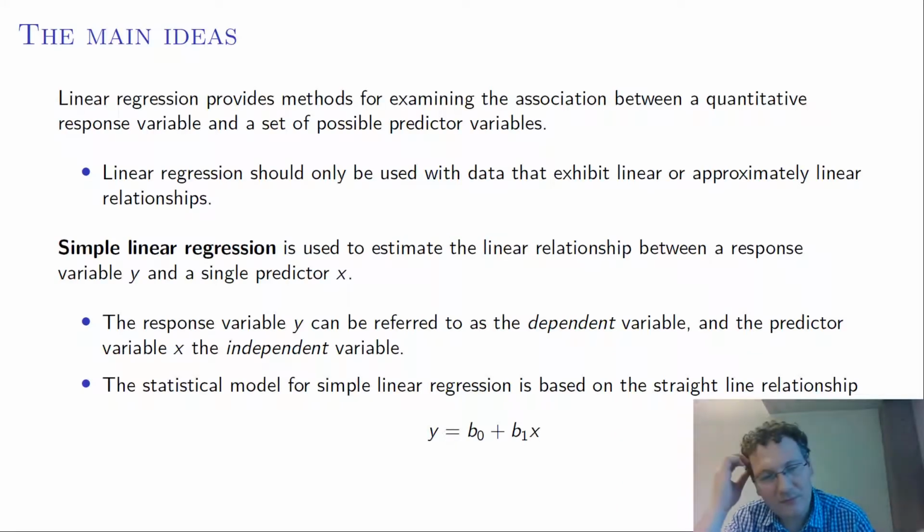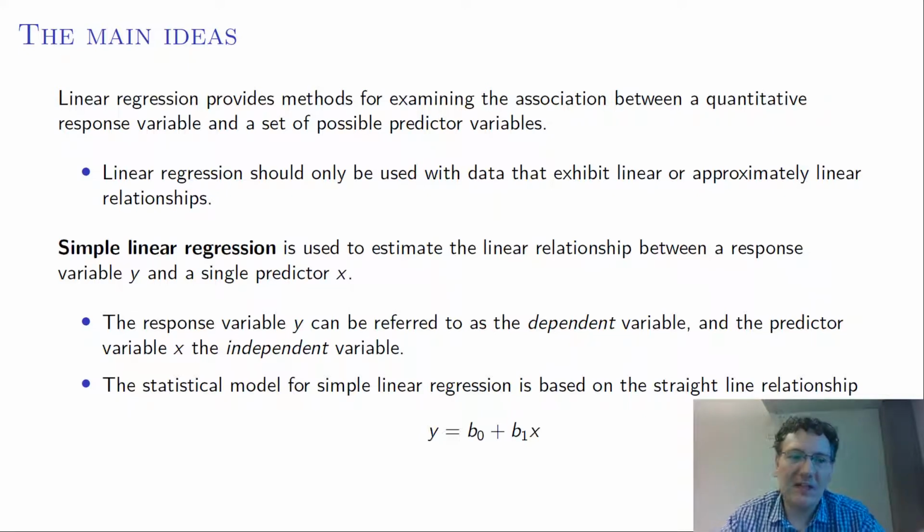So the main idea is that you have some quantitative variable, some numerical variable, we call it the response variable, and then in general, we'd have a set of predictor variables. The predictor variables might be quantitative, they might be categorical. So we'll look at both cases.